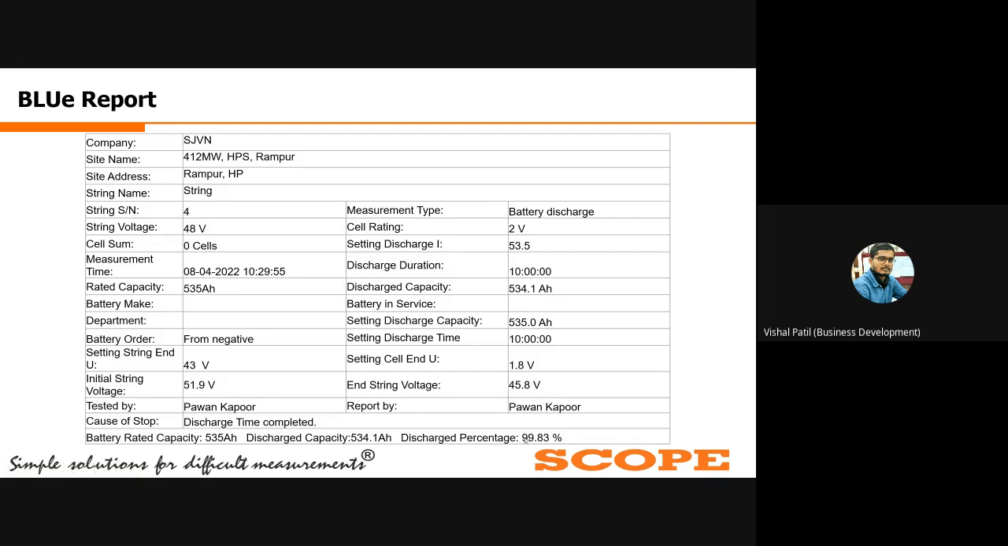So 99.83 percent is the actual capacity of that particular battery bank at present as compared to the capacity of a new battery bank. So in this way, you can find out the present healthiness of that battery bank with the help of our software or battery bank. Okay, sir. Thank you. I hope these calculations and everything are clear to you now.